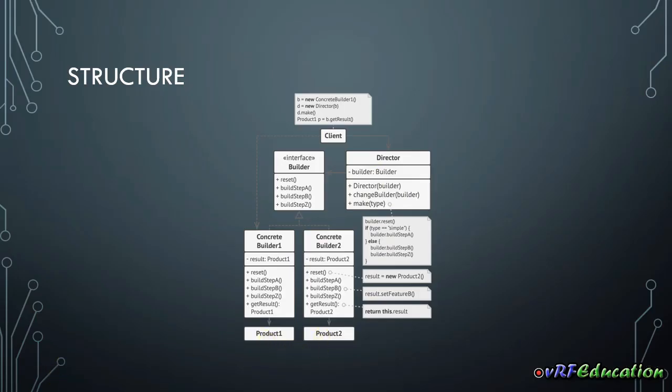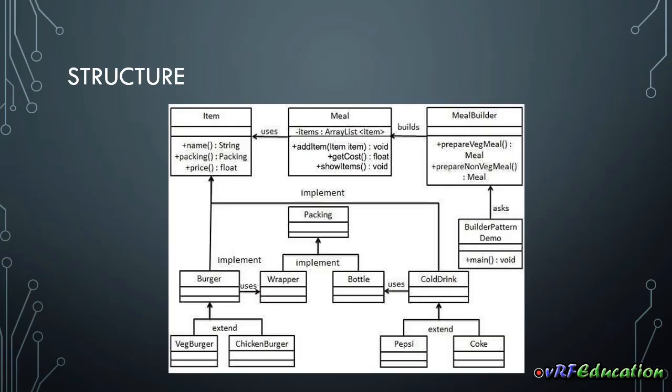Let's see another structure also. This structure is a diagram for a fast food restaurant where we want to create a typical meal, which could be a burger and a cold drink. The burger itself could be either a veg burger or a chicken burger, and will be packed in a wrapper. Cold drink could be either a Coke or Pepsi, and it will be packed in a bottle.